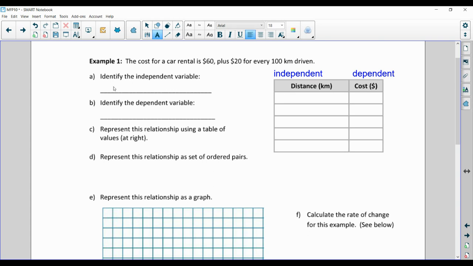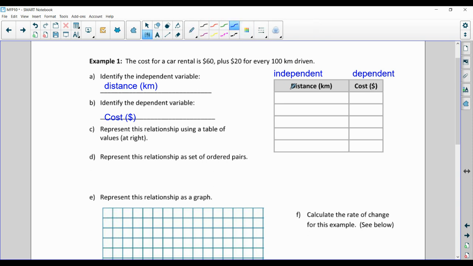So the independent variable in this question is distance, and that's in kilometers. So we should always include our units. And the dependent variable is cost, and that's in dollars. So represent this relationship using a table of values, at the right.